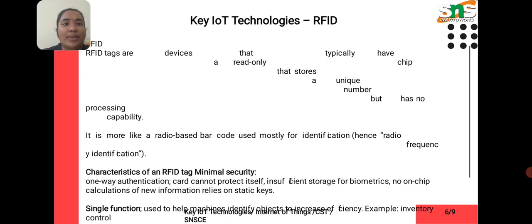Retailer applications are used because RFID tags are devices that typically have a read-only chip that stores a unique number but has no processing capability. This radio-based barcode is used to identify through radio frequency identification. This characteristic of the RFID tag provides minimal security with one-way authentication. That card cannot protect itself. This chip performs calculations and releases new information based on statistical keys.